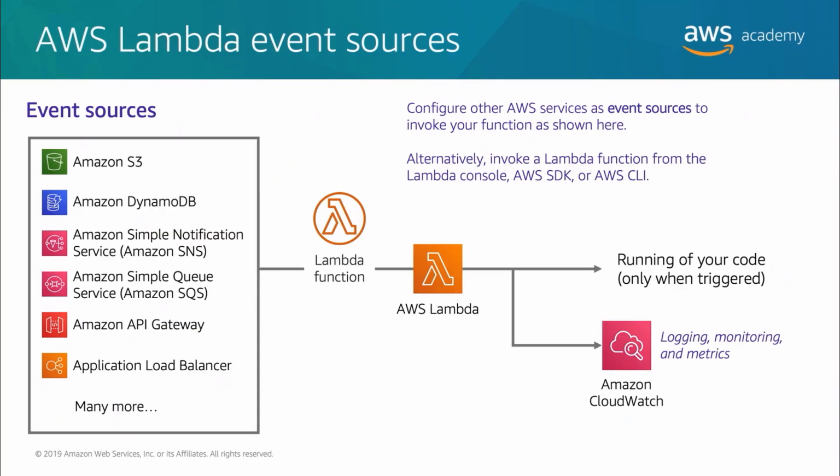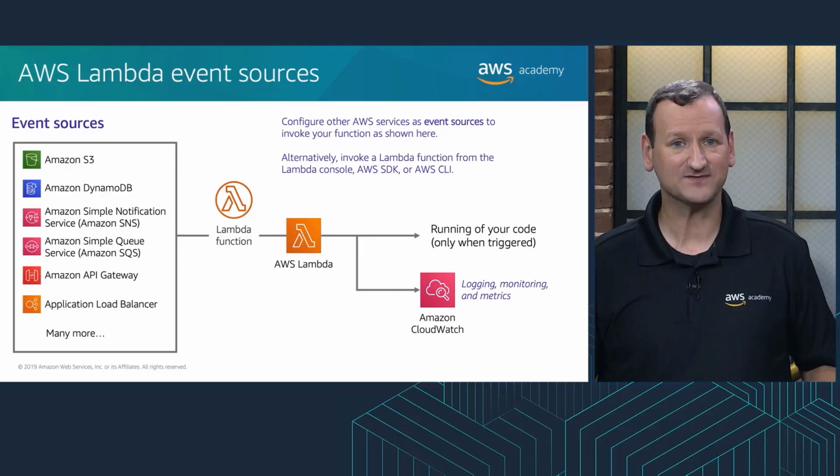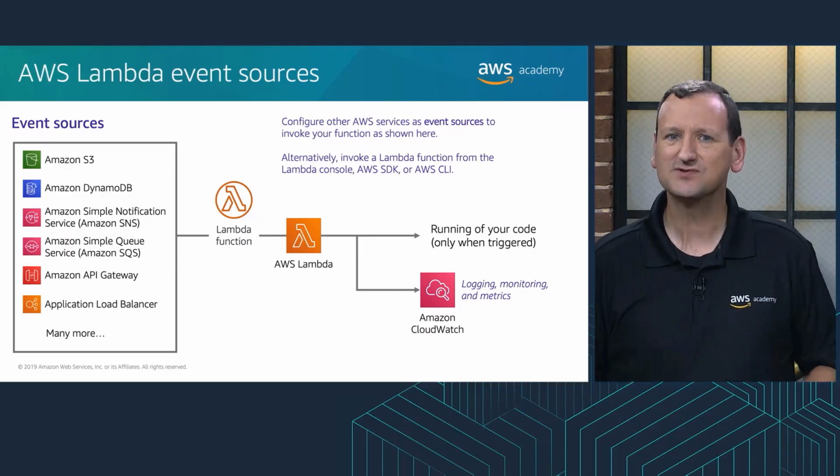Direct invocation can be useful. For example, when you are developing a mobile app and want the app to call Lambda functions. AWS Lambda also automatically monitors functions by using Amazon CloudWatch to assist you to troubleshoot failures in a function. Lambda logs all requests handled by your function.